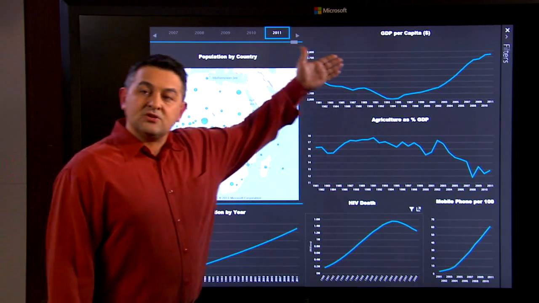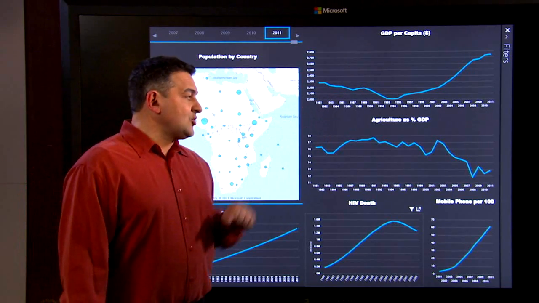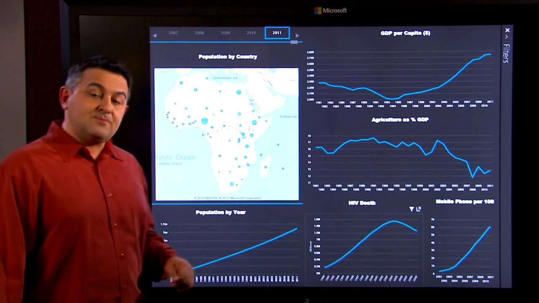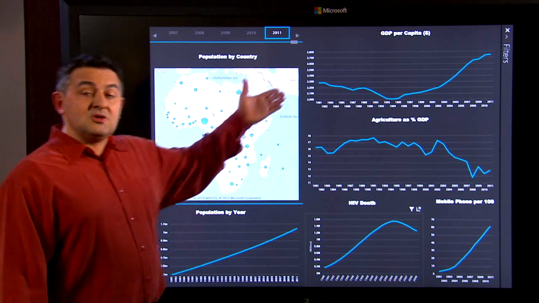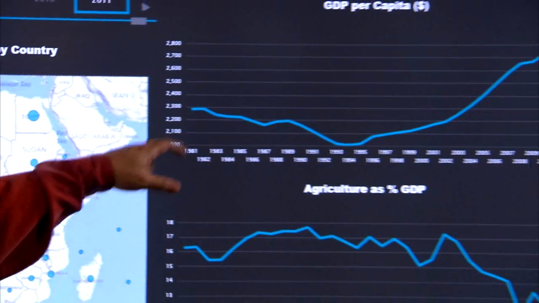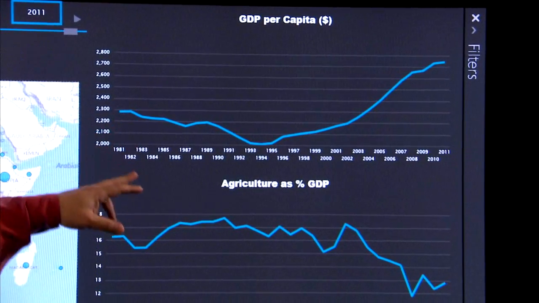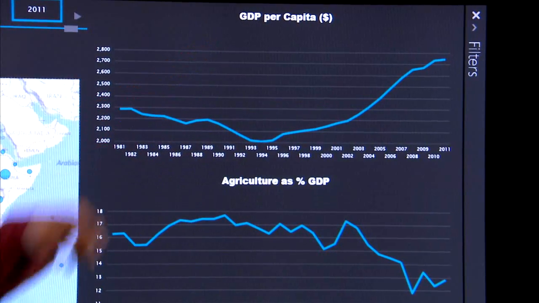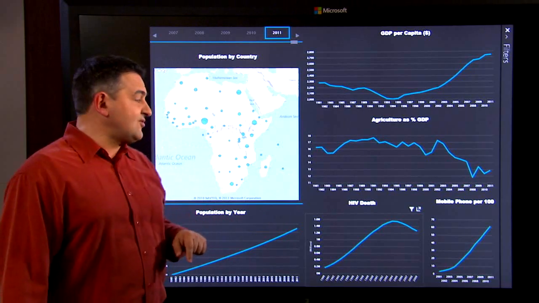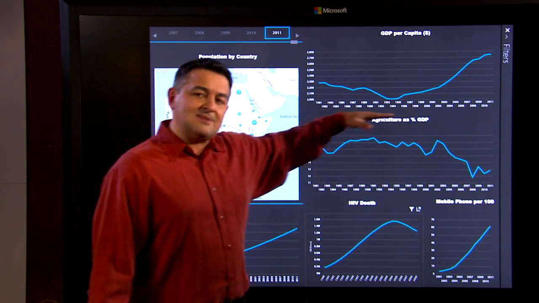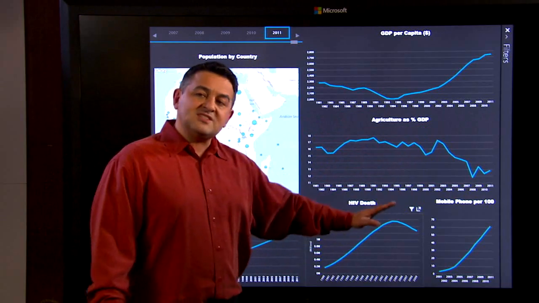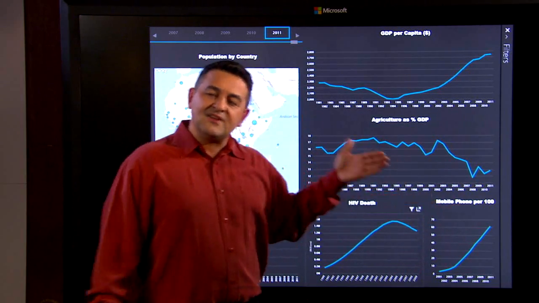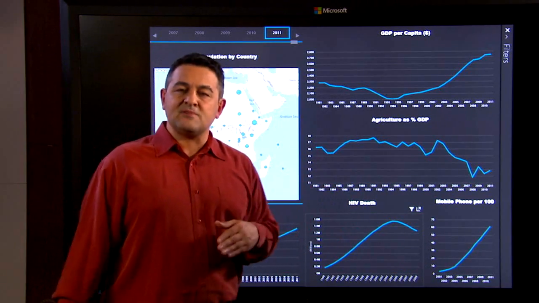And we have different charts: the GDP per capita, the agriculture as a percentage of GDP, the number of HIV deaths, the mobile phones per 100 people, and then the trend in population. So you see that Africa has been flat to down between 1980 and 2000, at $2,300 per capita, the same amount in the early 2000s. And we see it shooting up closer to $3,000 in the last few years. We see Africa being less dependent on agriculture. We see for the first time in the last few years the HIV deaths going down, and then an incredible increase: we have 70 mobile phones per 100 people in Africa.